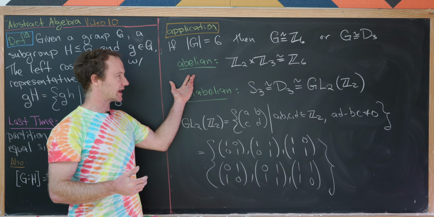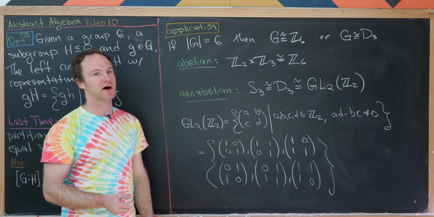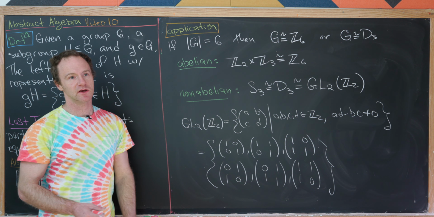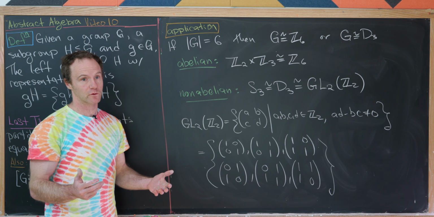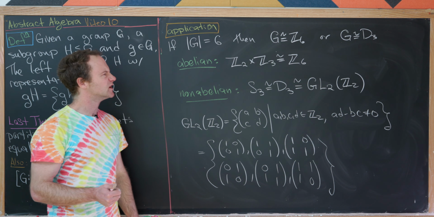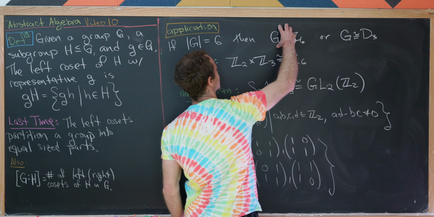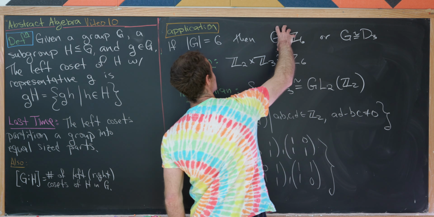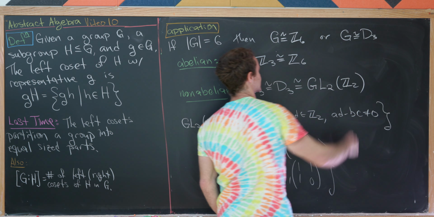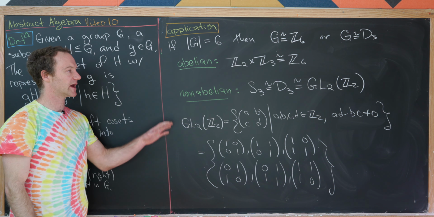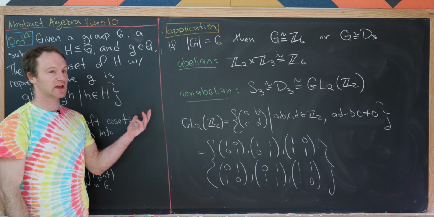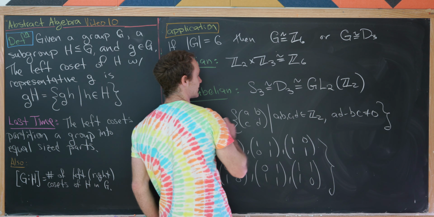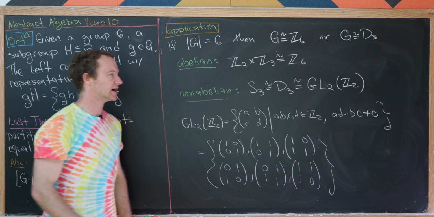Now, in the abelian case, you can easily think of 2 possible groups of order 6, Z6 or Z2 cross Z3. But since those are both abelian groups of order 6, they must be isomorphic. Notice, in fact, this represents all of the abelian ones, whereas this represents all of the non-abelian ones. Okay. So in the non-abelian case, we have isomorphisms between the following 3 groups: S3, D3, and then this new one, GL2 of Z2.